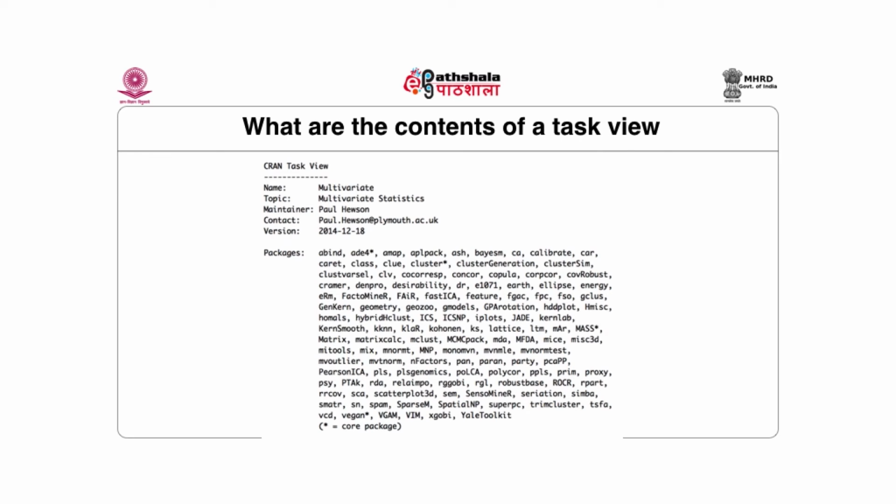So you can see all of these things, right? As you can see, the contents of the task view give you the name of the task view, in this particular case the multivariate task view. It tells you the topic is multivariate statistics. The maintainer of this particular task view is Paul Hewson. It gives you the email address where you can reach Paul Hewson, the date when it was last updated, and then you can look at the many different packages that are present.